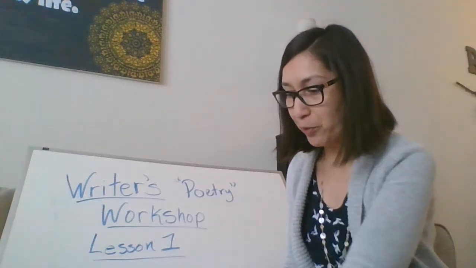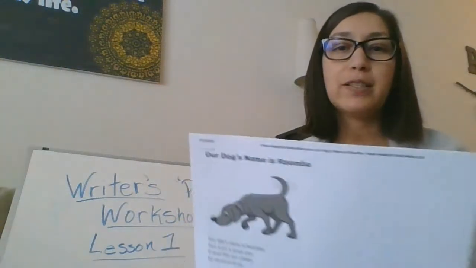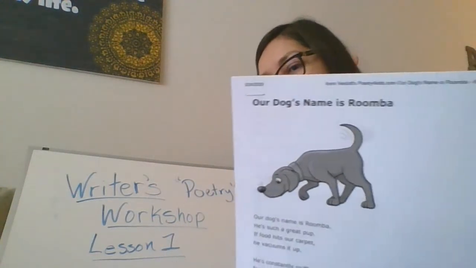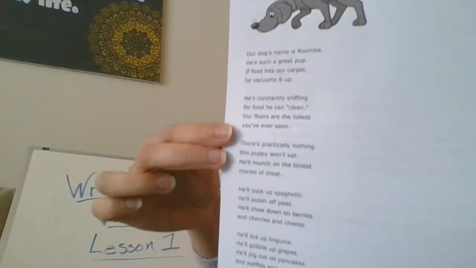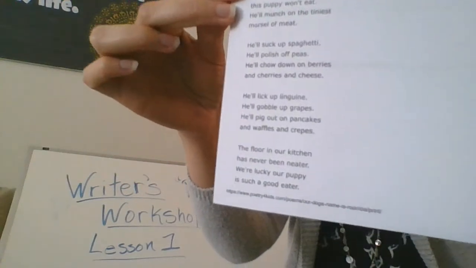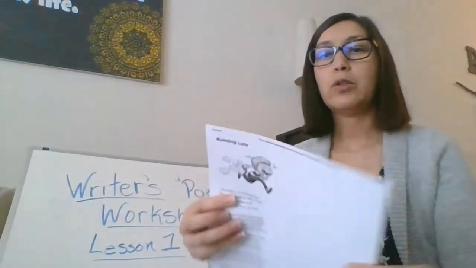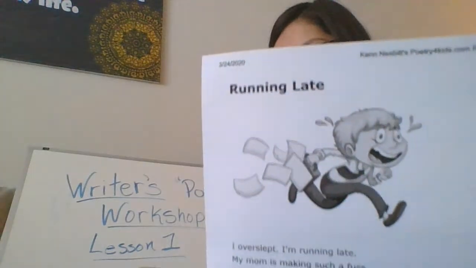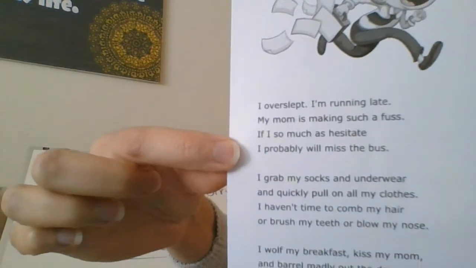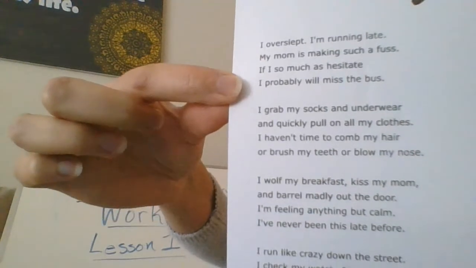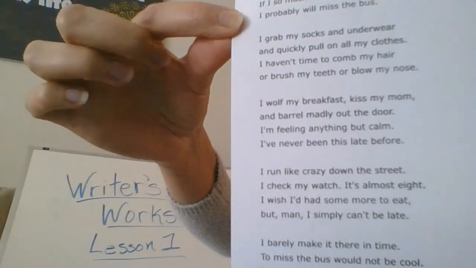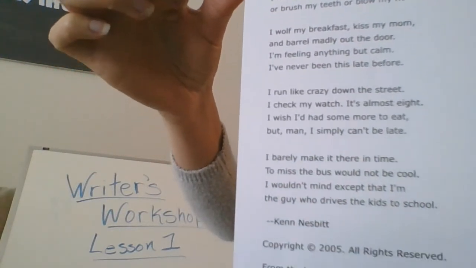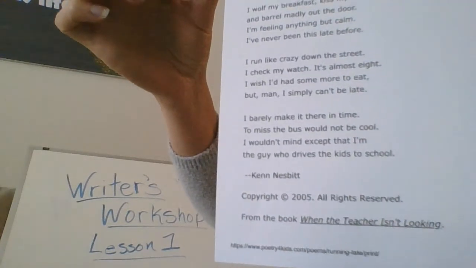Like I mentioned, I found quite a bit of silly ones. So I'm just going to show you so you can look at the different layout. This one is called Our Dog's Name is Roomba. Look at that. What do we notice about it? What is special about that? Okay. This one's called Running Late. Take all those noticings you may have. Write down your noticings on Padlet in the Padlet section for the Writer's Workshop. What are your noticings about these pieces of work? What is special? What is different about them?